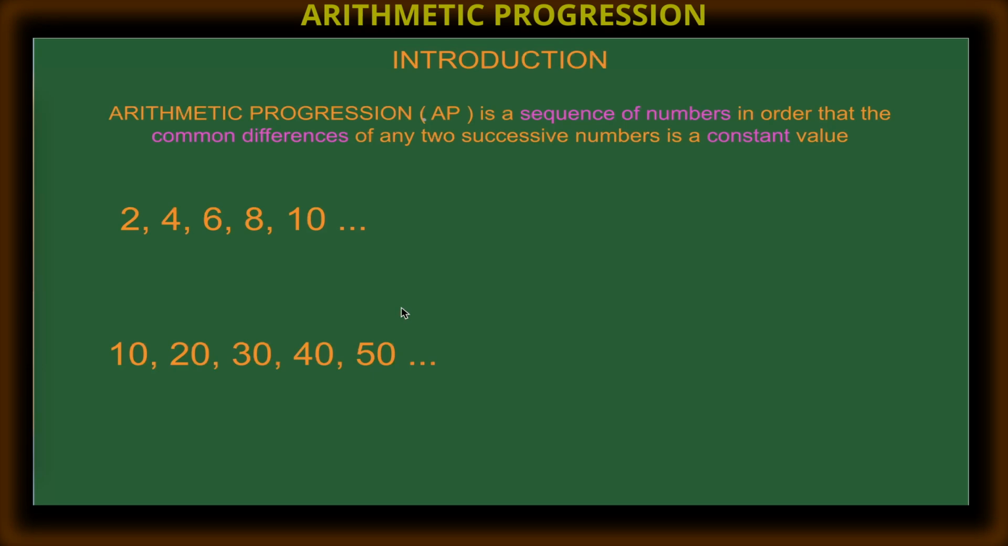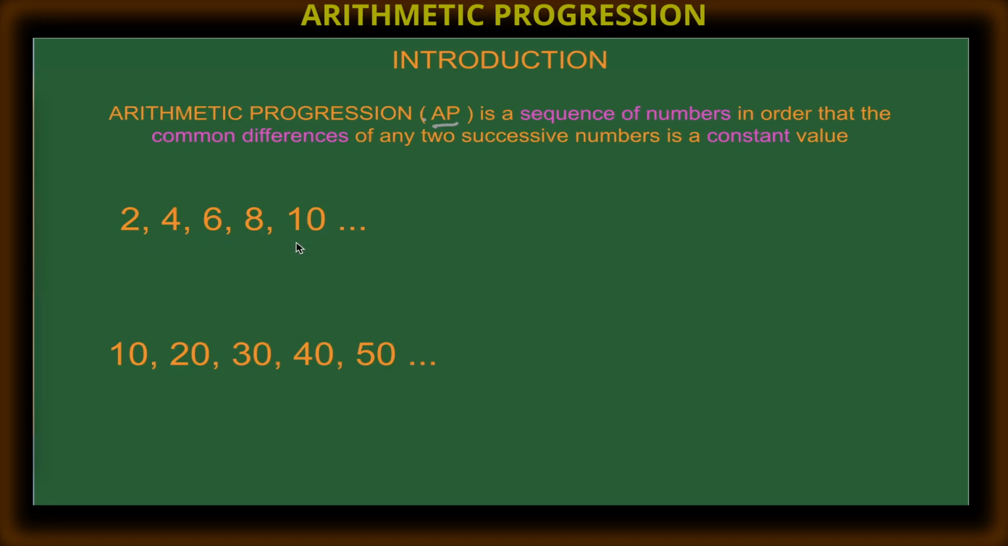Arithmetic progression is also denoted as AP in short, and as the definition says, it's a sequence of numbers in order such that the common difference of any two successive numbers is a constant value. So we know what exactly a sequence is. A sequence is nothing but one followed by another one. It's called sequential. So here we are talking about a sequence of numbers, for example, 2, 4, 6, 8, 10.